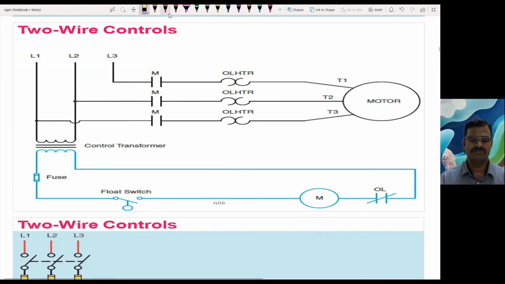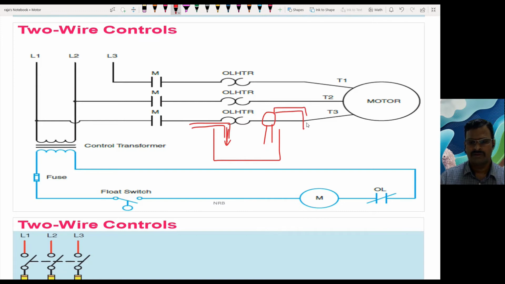Another simple example of a two-wire control system is a water control or liquid level control in a tank. Let us assume you have a water inlet from here, which may be from another tank or from a motor, so we have a continuous water flow. Here we have one more pump which takes the water from here and gives it to another tank or another system. We are not talking about this pump. We are going to control this motor or this pump.